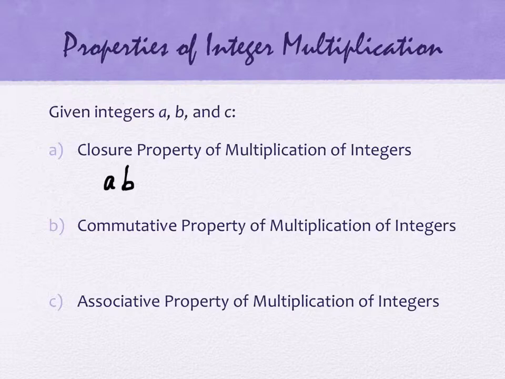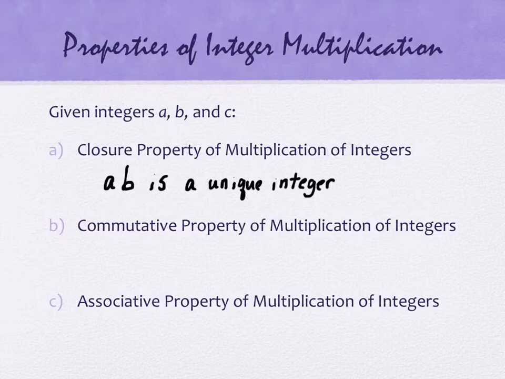Whole number? Not whole number necessarily. Integer? It'll be an integer because we're talking about the integer system. So when I multiply two integers together, I get another integer. So we'll use a little bit of symbols. I don't know that I've used them in this class quite this way, so let me just write it out. This is a unique integer. So if you wanted to say equals C, where C is a unique integer, that'd be fine too.